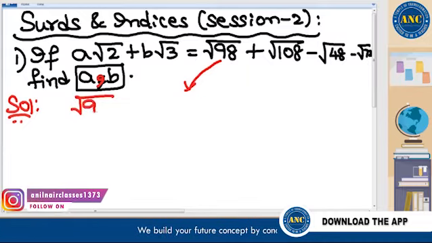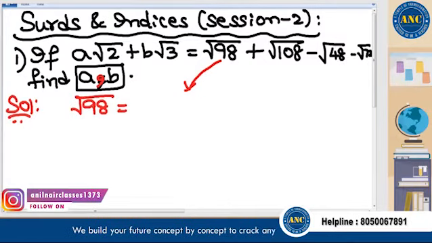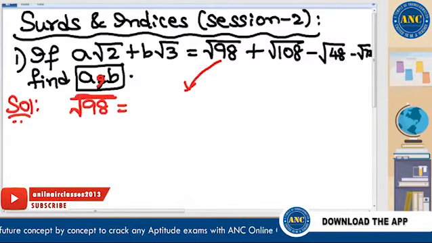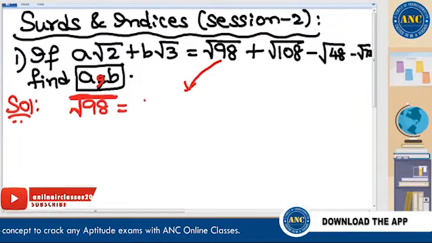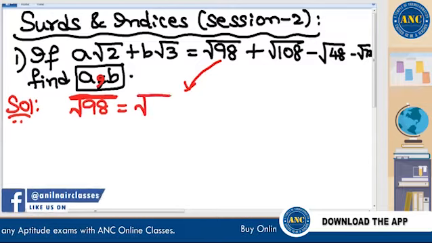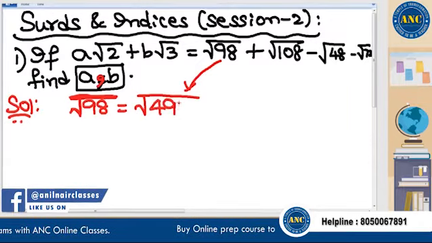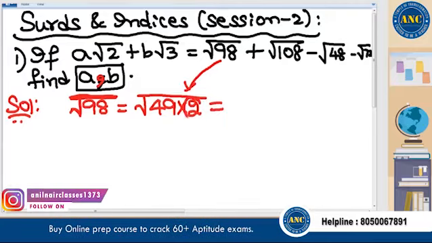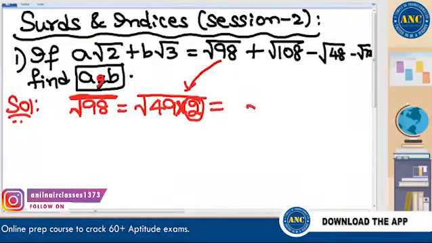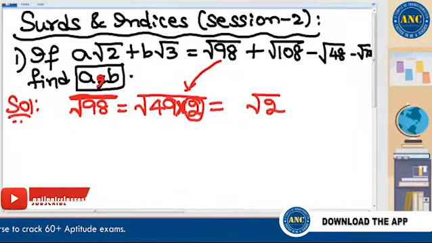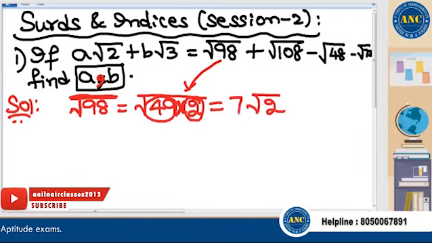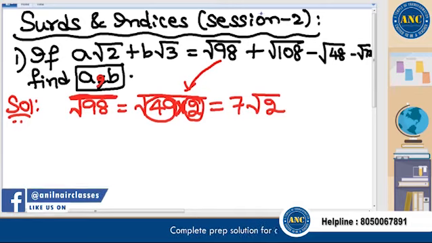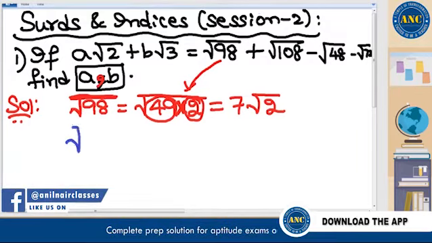Suppose I want to simplify root 98. Because it is a square root, try to express the number inside as a perfect square factor so that it cancels and you get a whole number along with a surd. So 98 is 49 into 2. 2 is not a perfect square, that is okay, I will keep root 2 as it is. But root 49 is a perfect square, so it comes outside as a whole number. So root 98 is 7 root 2.